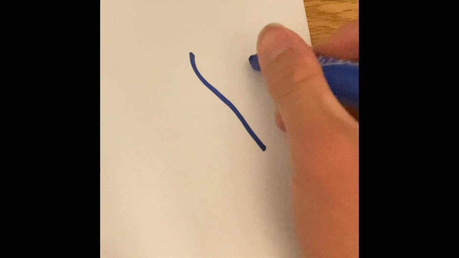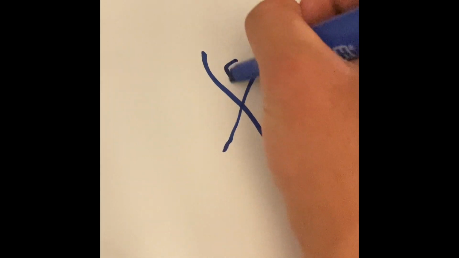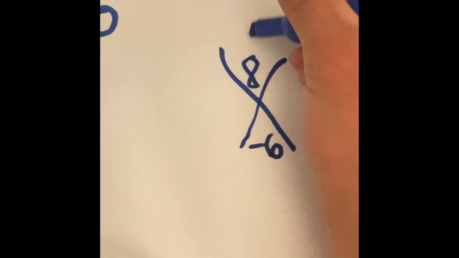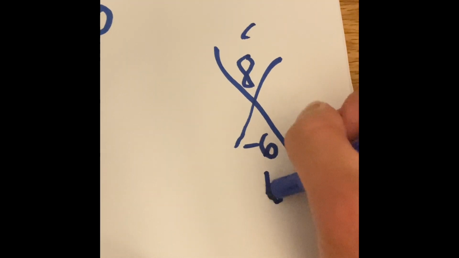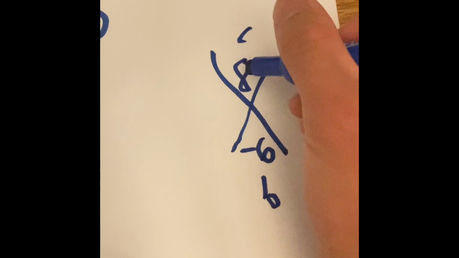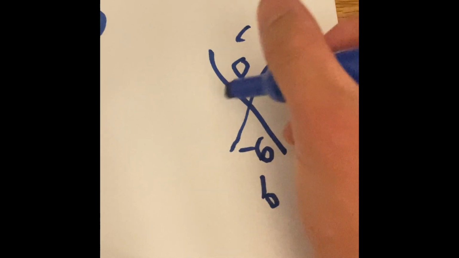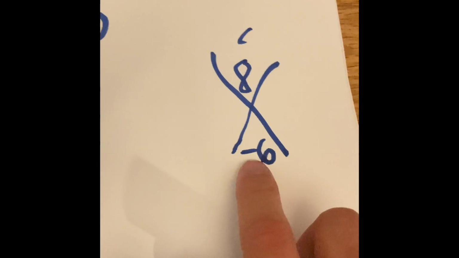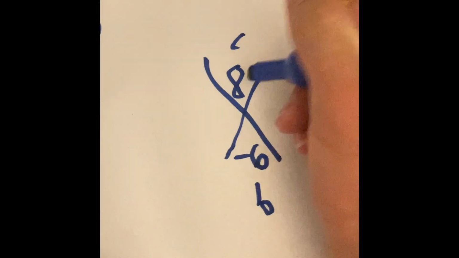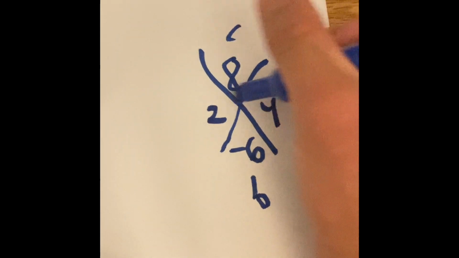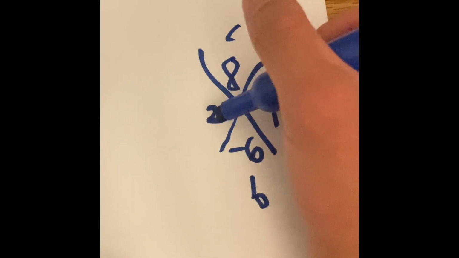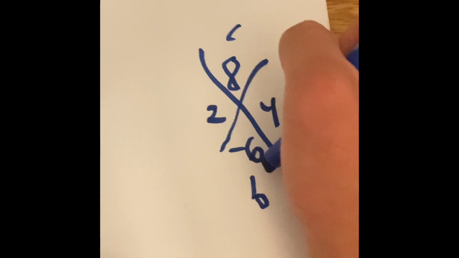For the diamond problem, we put 8 up here and negative 6 right here, because c goes on the top and b on the bottom. So what two numbers multiply to 8 and add to negative 6? Well, we can put 2 and 4, because 2 multiplied by 4 is 8. But how do we get 2 and 4 to make negative 6?